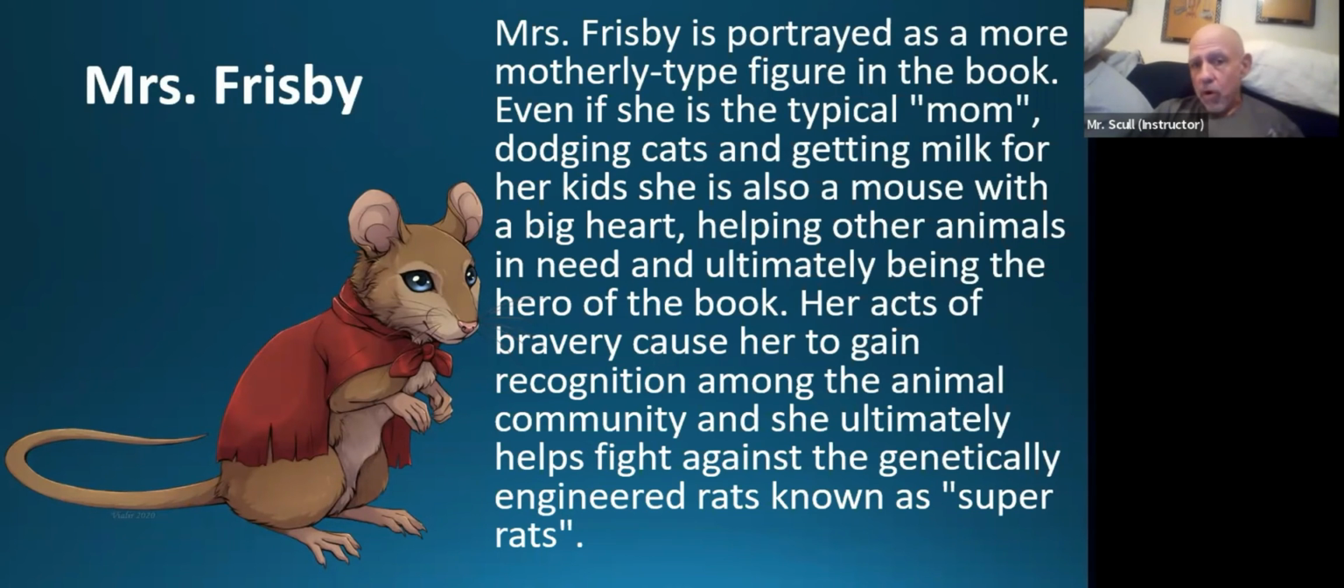Mrs. Frisbee is portrayed as a more motherly type figure in the book, as she is a typical mom, dodging cats and getting milk for her kids. So she's definitely the mother archetype. She's also a mouse with a big heart, helping other animals in need, and ultimately being the hero of the book. Her acts of bravery cause her to gain recognition among the animal community, and she ultimately helps fight against the genetically engineered rats known as super rats.